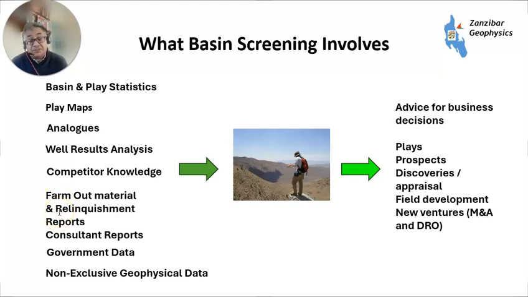Obviously, those can be a bit biased because somebody's selling something. It's effectively a sale brochure. And relinquishment reports, which are potentially biased another way. When acreage has been given back to the government, they have to put in a report. Particularly in the UK, that's a valuable source of data.